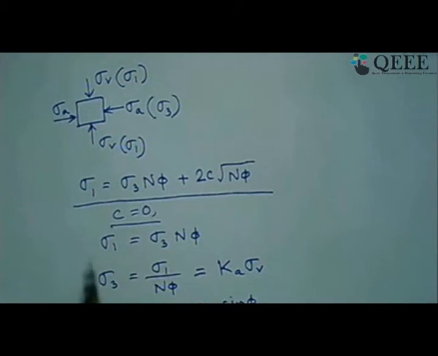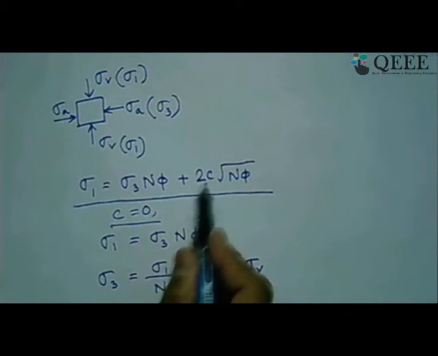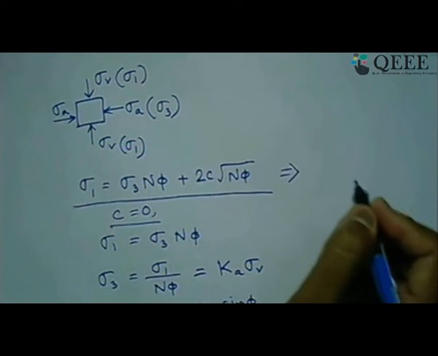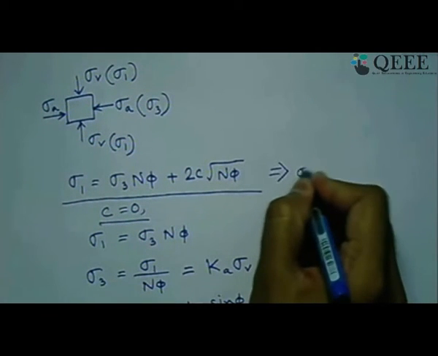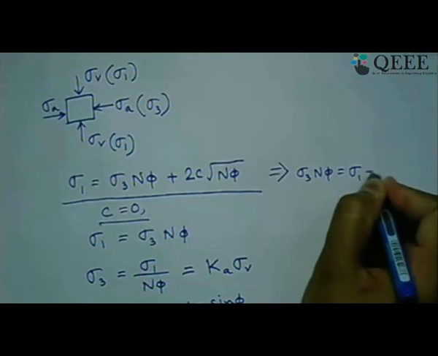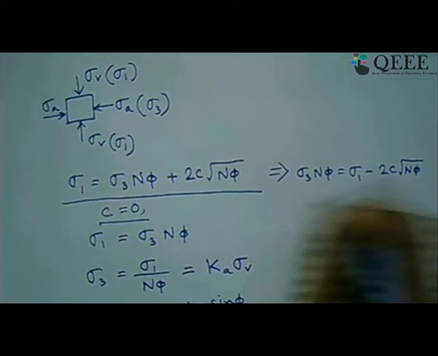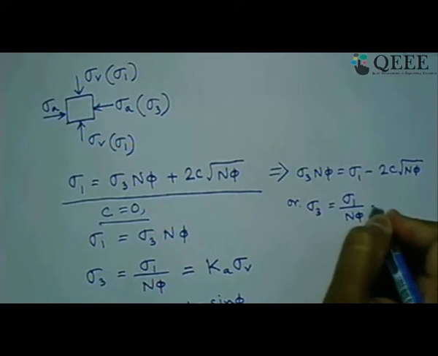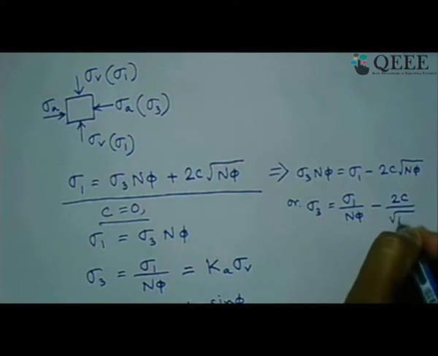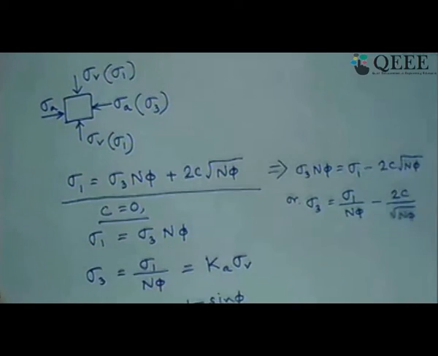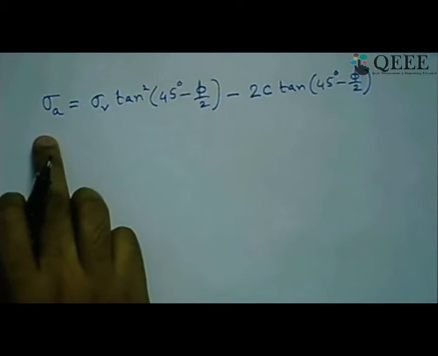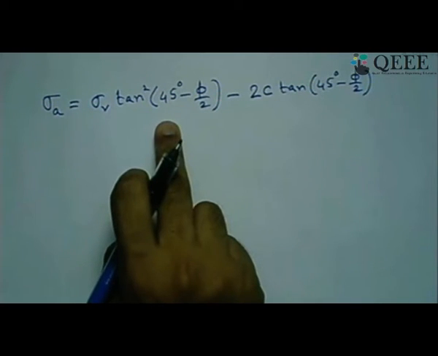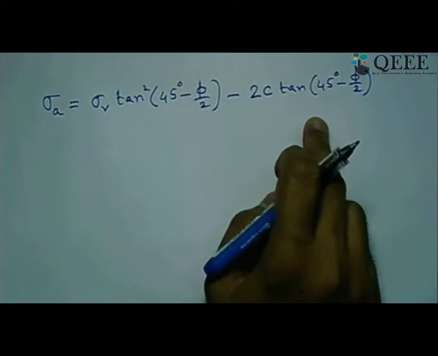Now I did it first for the C equals 0 case, but if C is non-zero, then this term is present. Then if you want to find sigma 3, what do you get from this? That sigma 3 N phi will be sigma 1 minus 2C root N phi, or sigma 3 will be equal to sigma 1 by N phi minus 2C by root of N phi. The same thing we had written over here, where sigma A is sigma 3 for the case of active earth pressure, and sigma V is nothing but sigma 1, and this is our 1 by N phi, and this is our 1 by root of N phi.